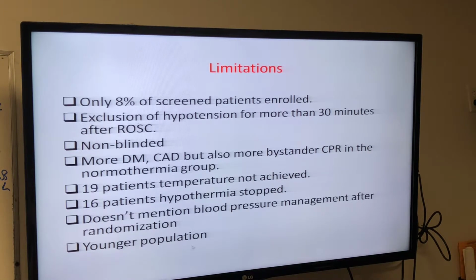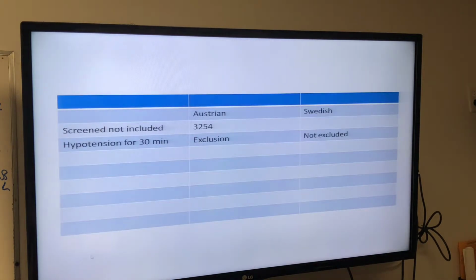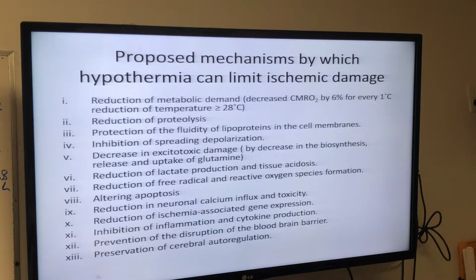And their population was younger than our population here in the United States. So, proposed mechanisms. Each one of those mechanisms was done by a study, right? But when you see something that has 13 proposed mechanisms, you know that we don't know what we're talking about, right? Nobody knows how it works.